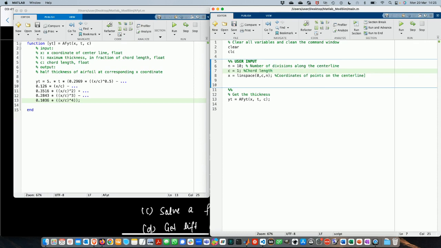Okay, so I'm just putting some number in there, but that's for you to play with. So if there's a particular airfoil, how do I find the chord length? How do I find the maximum thickness? And if I know the maximum thickness, then let's say, or let's call this Tmax.